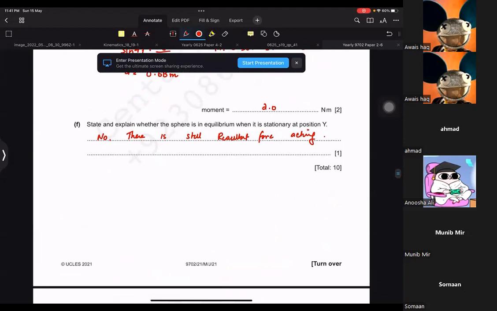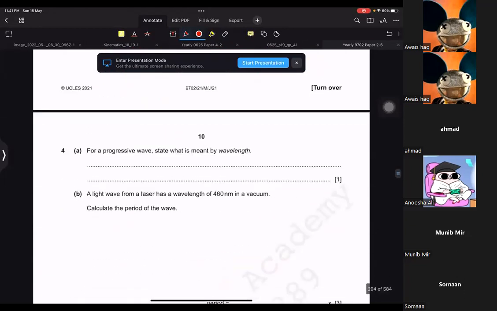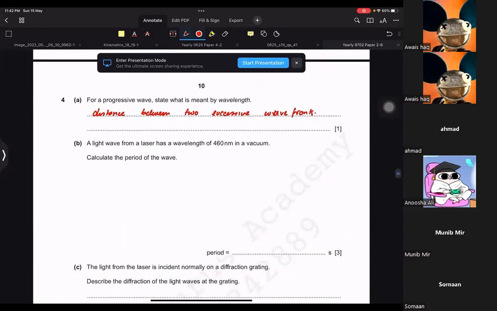Now, what kind of forces are acting? That's in A2. All right. For a progressive wave, what is meant by wavelength? Wavelength is the distance between two successive wave fronts.